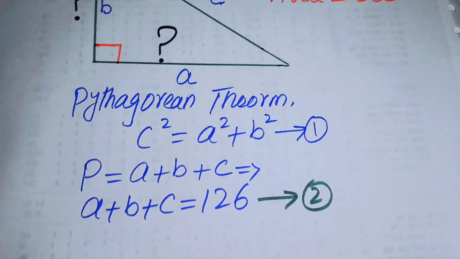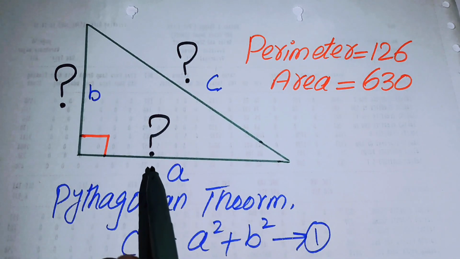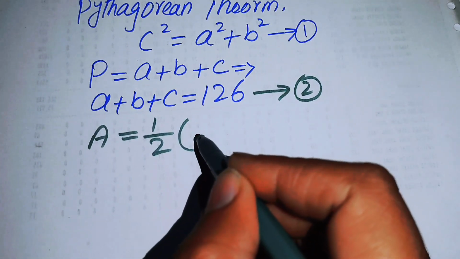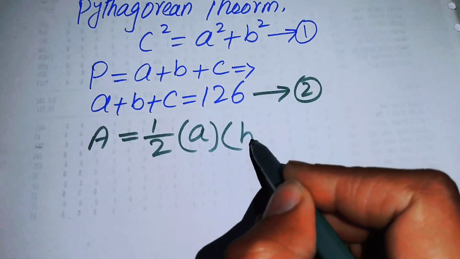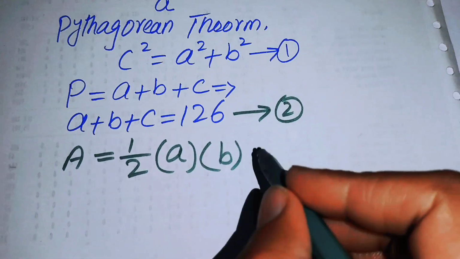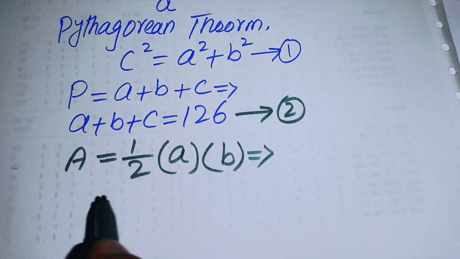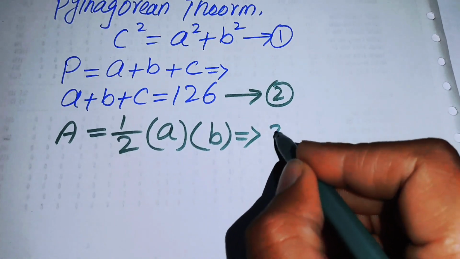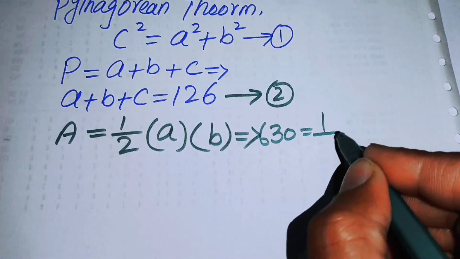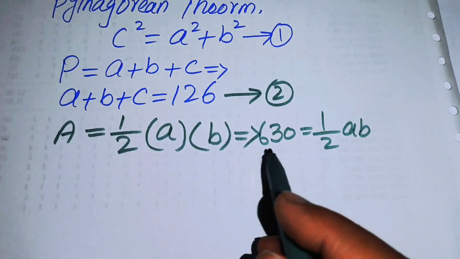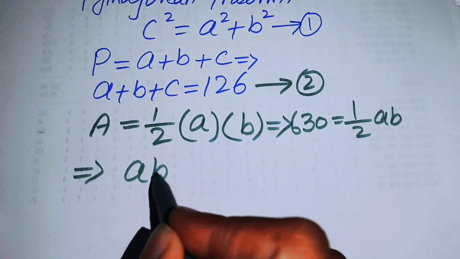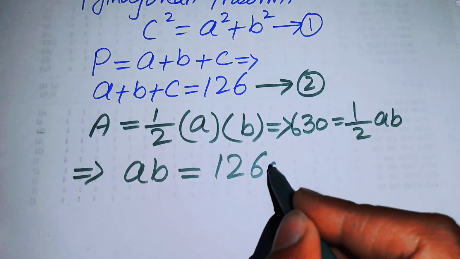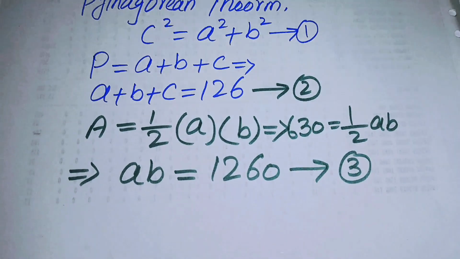And now we use the other nice formula, the area formula. You know that the area of a triangle equals half times base multiplied by height. Our base is a and height is b. We are given that the area of this triangle is 630, so we substitute the value of area: 630 equals half times a and b. We move this 2 to the left hand side and get the product ab equals 630 times 2, which equals 1260, and we call this equation number 3.